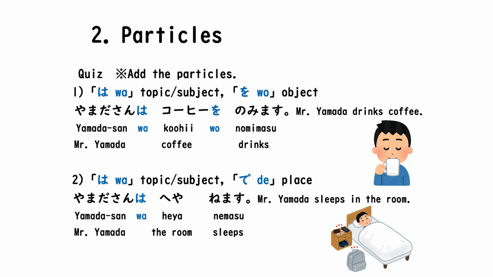Yes, here. Please put the particle は after the noun 山田さん, Mr. Yamada. Please put the particle で after the noun 部屋, the room. Did you get the correct answer? Keep in mind that particles are placed after the noun.